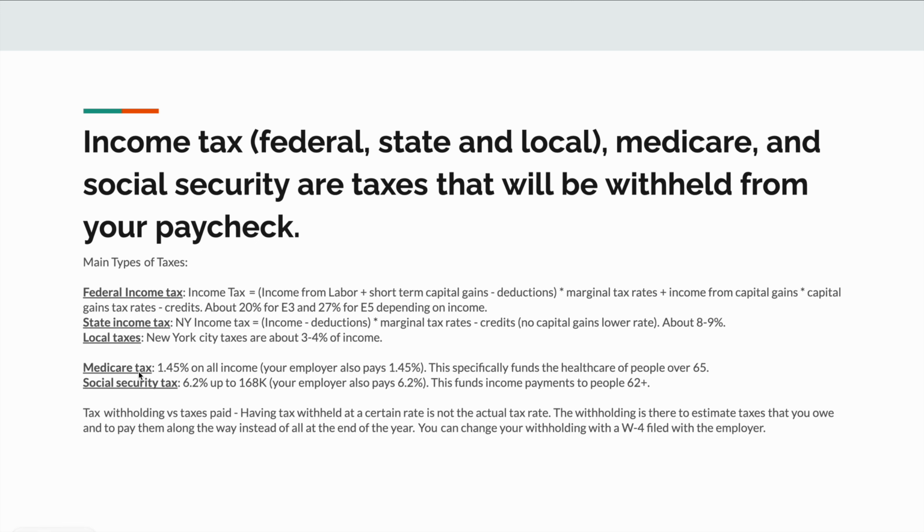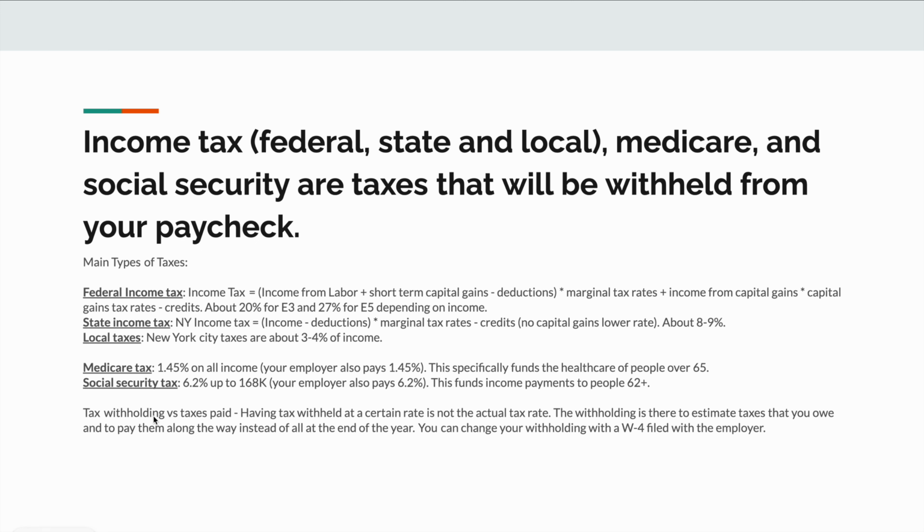And then with Medicare and Social Security, which are used to fund government programs, these are generally pretty fixed. Medicare tax is a fixed 1.45%. There's an additional one when you earn a certain amount of money, you'll have to pay more Medicare taxes, but that's a minor detail. And for Social Security, you're paying 6.2% up to $168,000. This is capped right now, and you're not paying any Social Security over that amount.